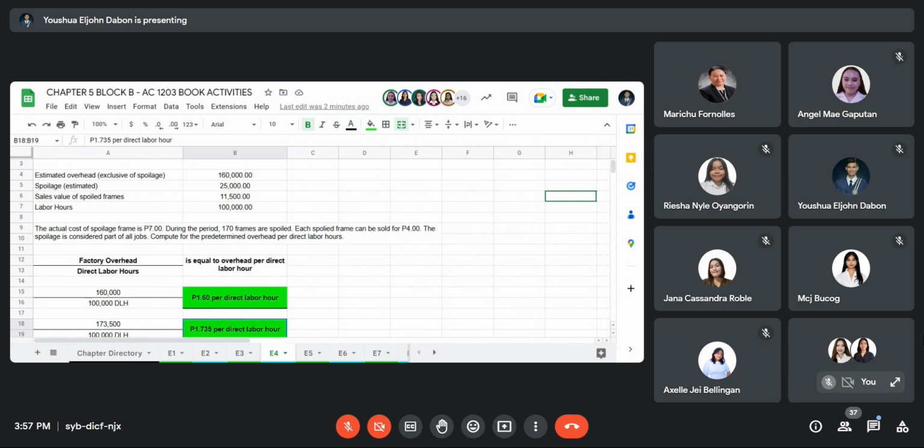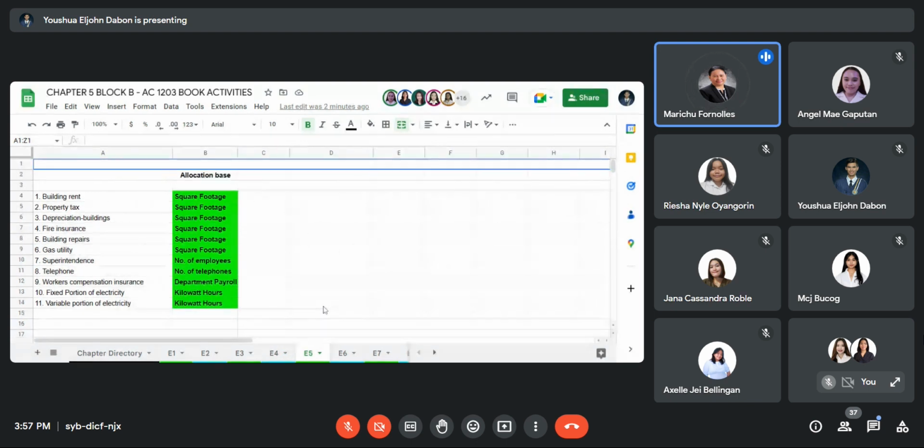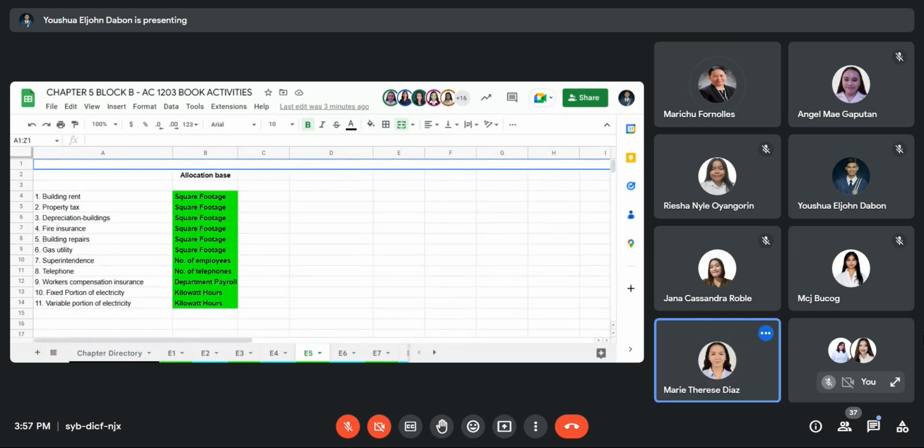Okay. So next, ang pinaka-last nga exercise, kay we already answered exercise 5-6 and the rest that follows. So exercise 5-5 na lang. Which cluster is assigned to answer exercise 5-5? Cluster 5, ma'am. Sige. Okay, so for this exercise, we are tasked to determine the most appropriate allocation base to be used by the following indirect departmental costs.